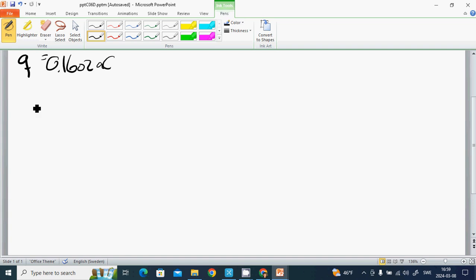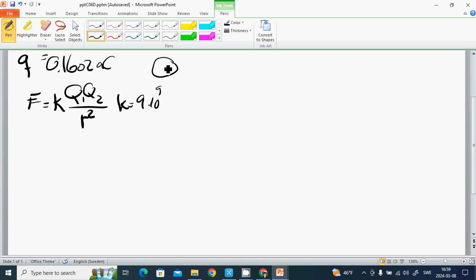Coulomb's law tells us that F equals K Q1 Q2 divided by R squared, and K is a constant, 9 multiplied by 10 to the power of 9. It is when we have a particle Q1 and a particle Q2 at a distance R, then they have a force from each other to each other, and it is F.